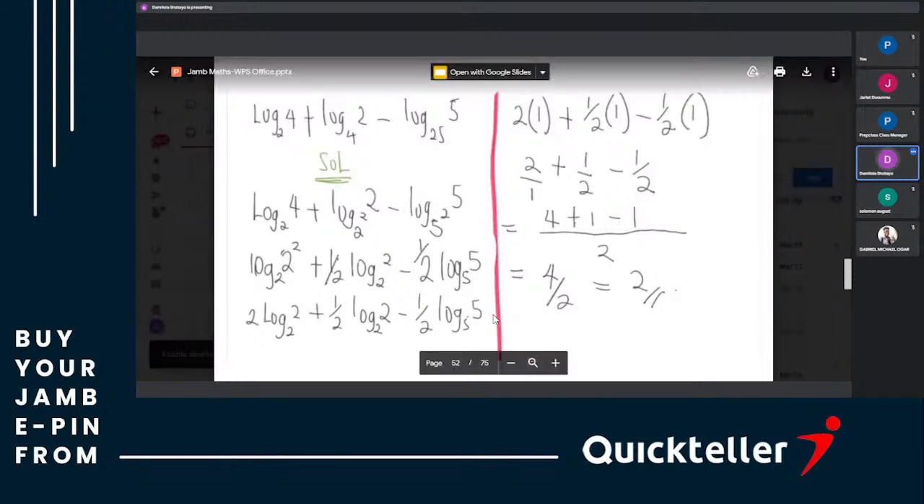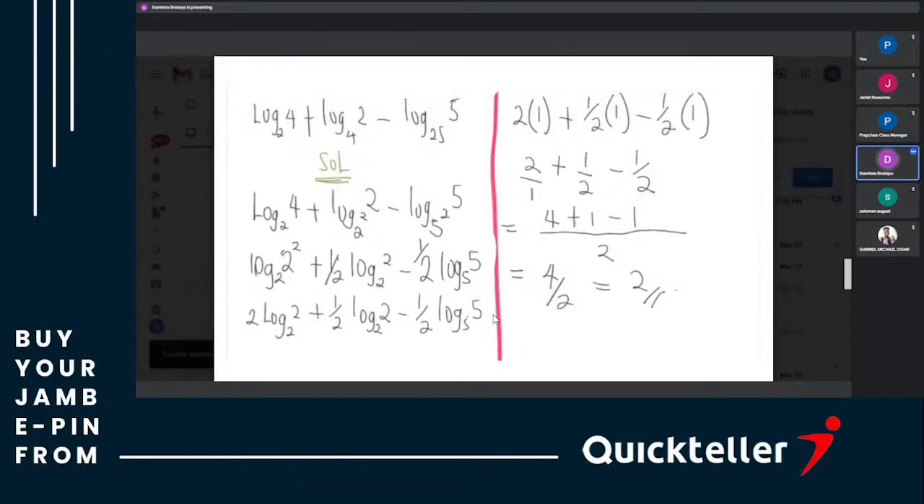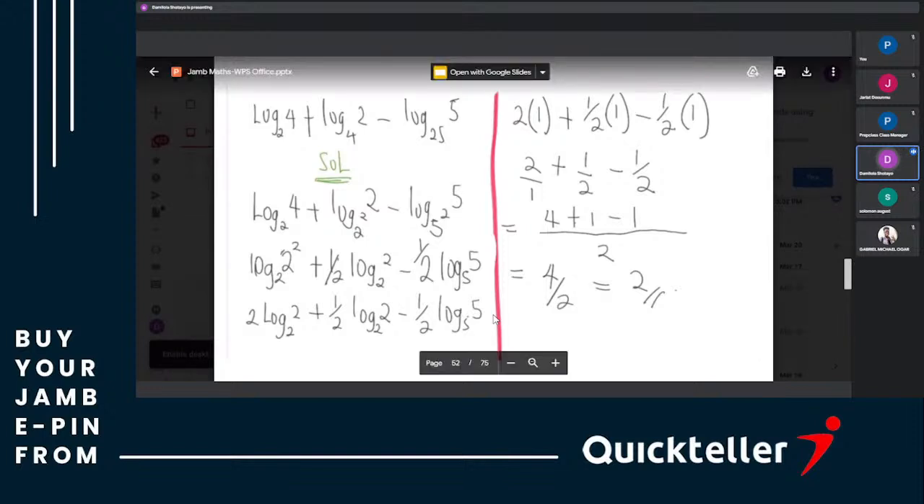Now, log 2 raised to power 4. Log 2 4 is log 2 raised to power 2 raised to power 2, is log 2 2 raised to power 2, because 4 itself is 2 raised to power 2. Okay? Now, that power 2 on top will come to the front. It will become 2 log 2 2.